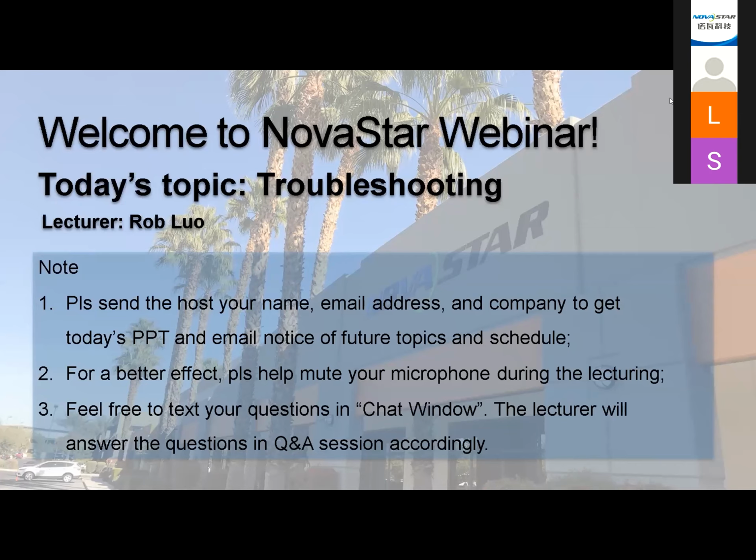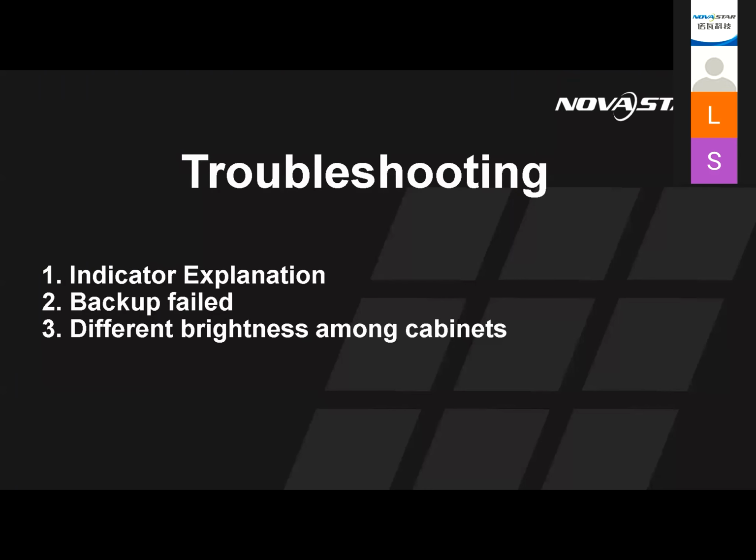Okay, let's start today's topic, troubleshooting. Today, we will talk about 3 parts of troubleshooting. The first one is indicator explanation. This is about the receiving card. We can resolve some easy problems by checking the indicator lights.